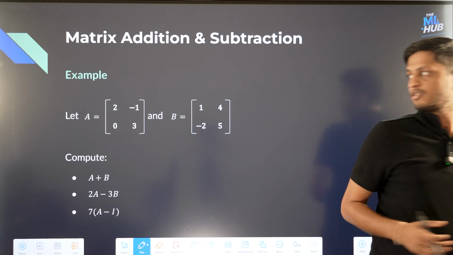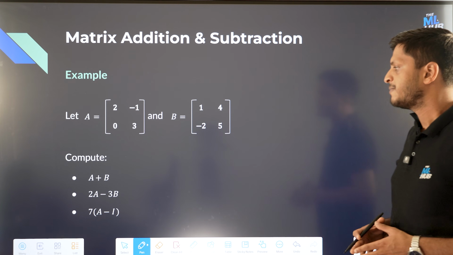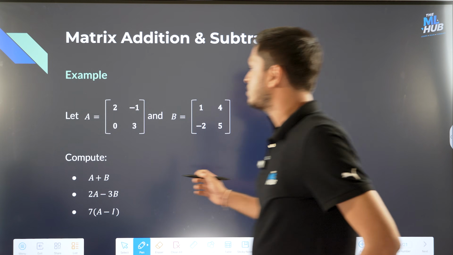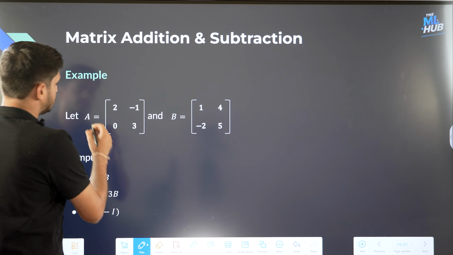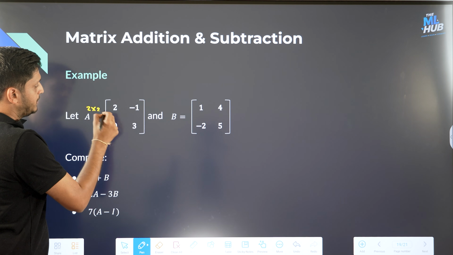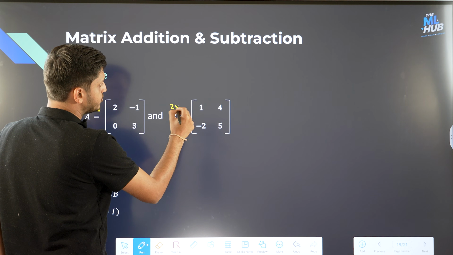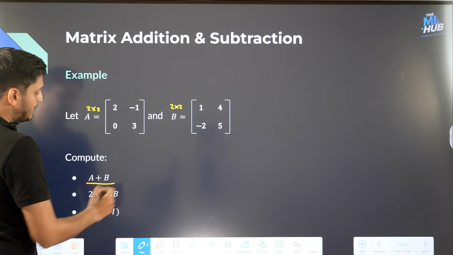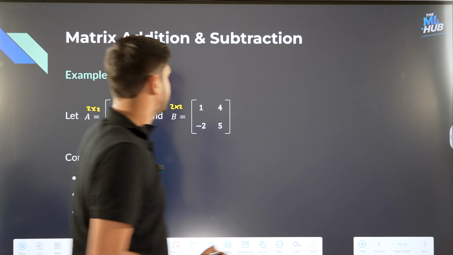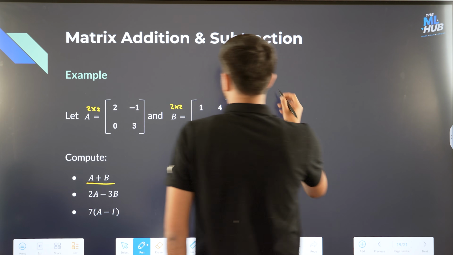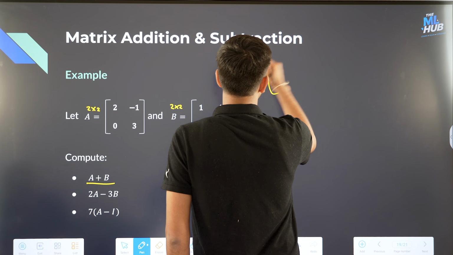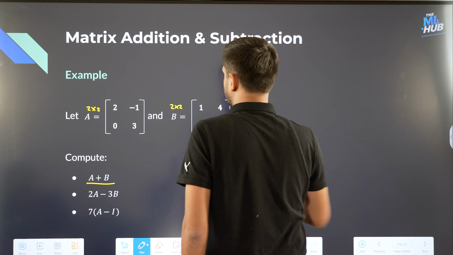Cool. So this was all about the properties. Now let's look at some examples. Here we have two matrices A and B. A is a matrix of order 2 cross 2. B is also a matrix of order 2 cross 2. Both are square matrices. Now we have to compute A plus B. So A is 2, minus 1, 0, 3 and B is 1, 4, minus 2, 5.